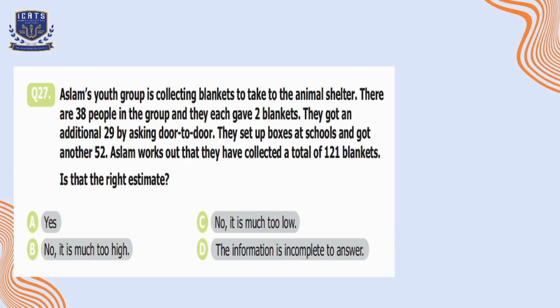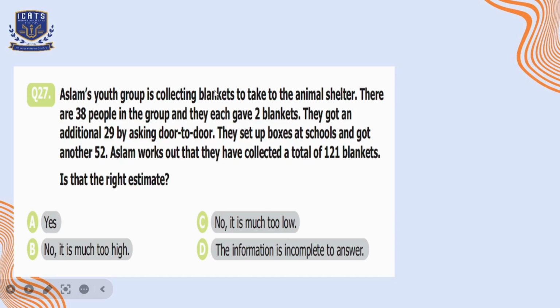Question number 27. Aslam's youth group is collecting blankets to take to the animal shelter. There are 38 people in the group and they each gave 2 blankets. They got an additional 29 by asking door to door. They set up boxes at schools and got another 52. Aslam works out that they have collected a total of 121 blankets. Is that the right estimate?